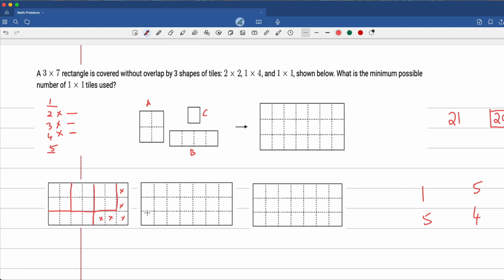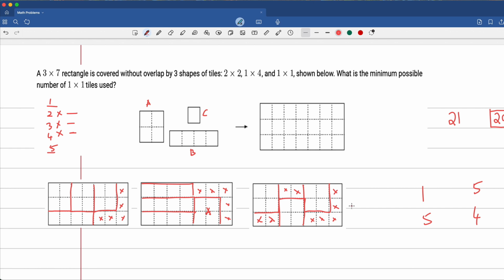But what are the other ways I can do this? I can use type B first. So this is B, this is B, and this is B. And what I'd be left with is another type A. And again, I'd be left with 5 possible squares. You could say, okay, let me try a completely different way. I could try this, I could try this, I could try this. So I'd be left with 1, 2, 3, 4, 5, 6, 7, 8, 9. Yes, 9 possible squares for which I would use 1 by 1.